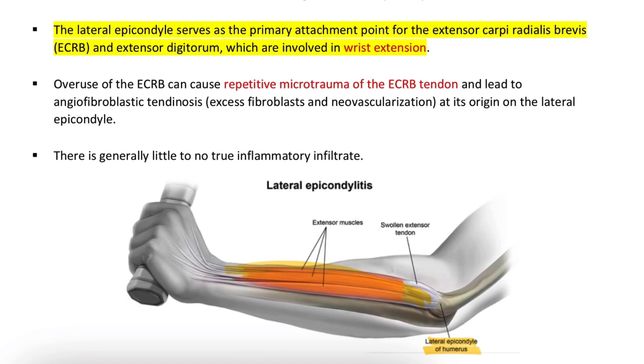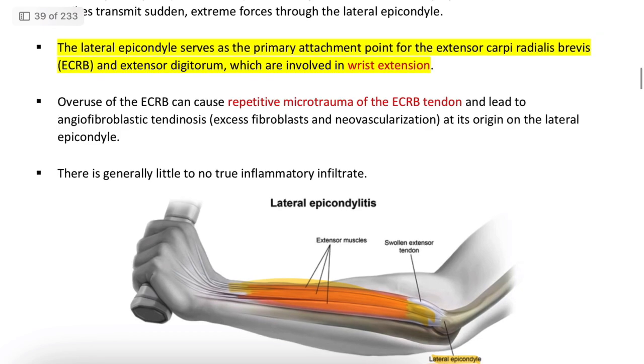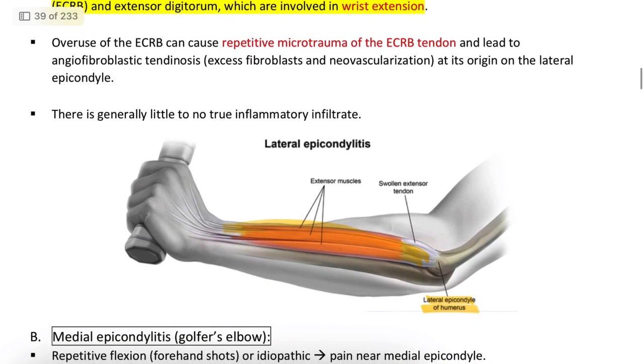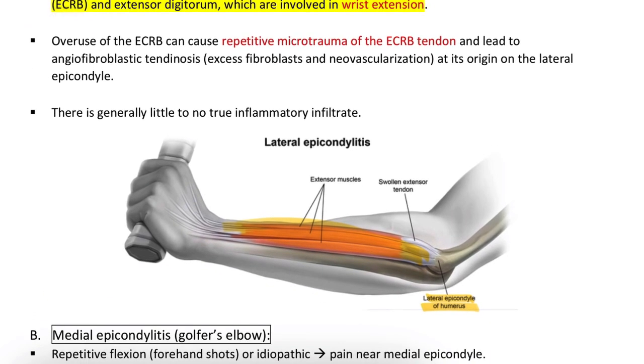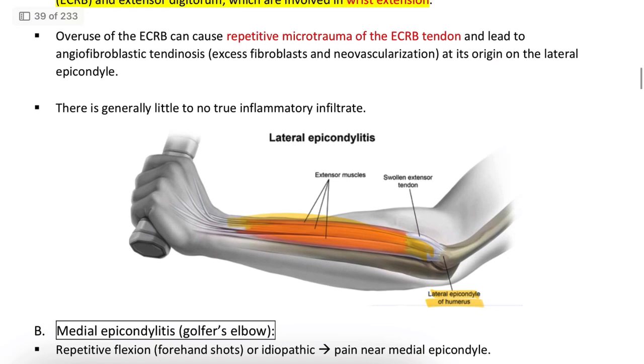In prevention, warm up properly before sports, and use correct technique and equipment, for example the right racket grip size. Strengthen the forearm muscles to reduce tendon stress, and avoid repetitive strain by alternating activities or resting.